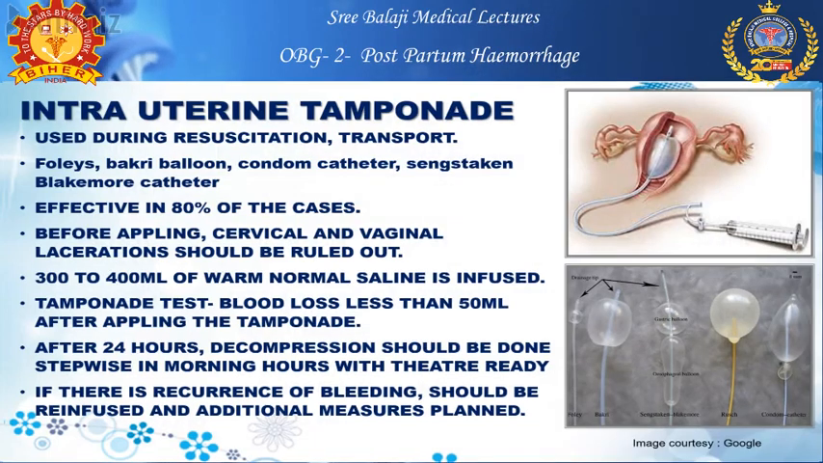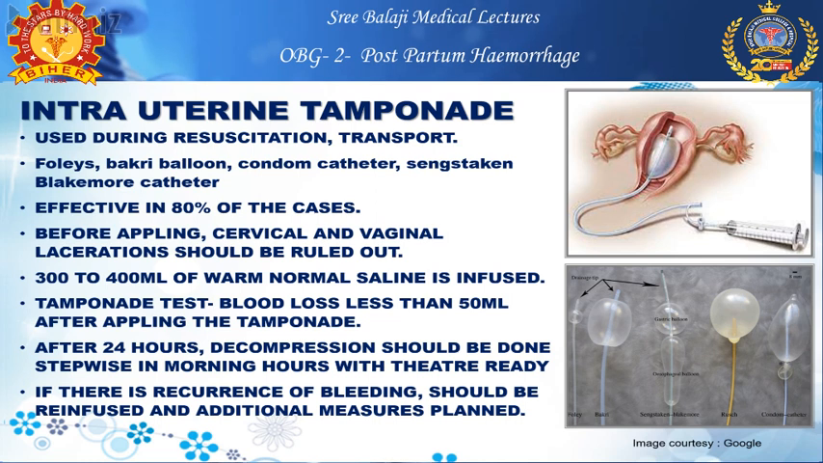Intrauterine tamponade is used during resuscitation and transport and it also arrests bleeding. It is effective in 80% of the cases. In low resource settings, even Foley's catheter and condom catheter can be used. Other tamponades available are Bakri balloon, Blakemore catheter and Sengstaken uterine tamponade. Before applying, cervical and vaginal laceration should be ruled out and if present should be repaired.